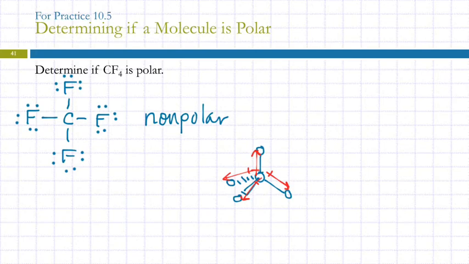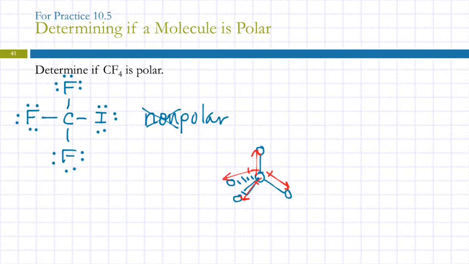What if we change one of these? What if instead of fluorine here, we've got iodine? Are there lone pairs on the central atom? No. Are all the atoms bonded to the central atom the same, or do they have the same electronegativity? No. Condition 1 is met. Condition 2 is not met. This is a polar molecule.